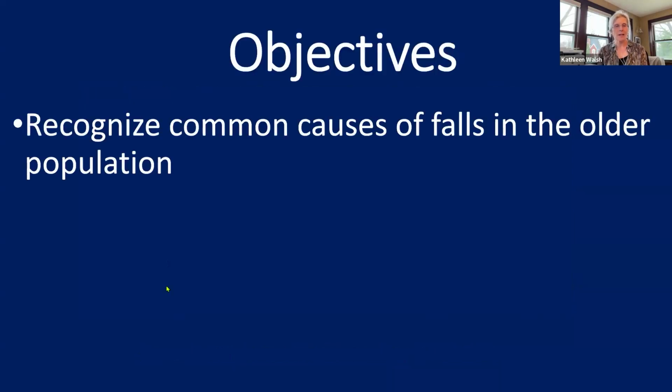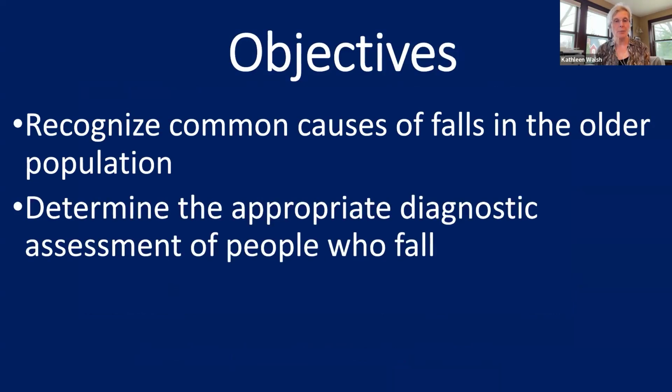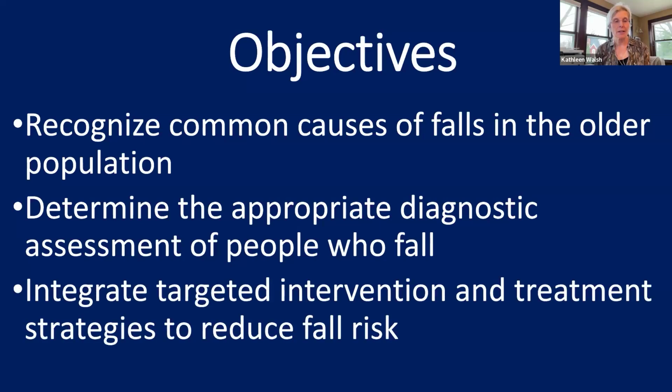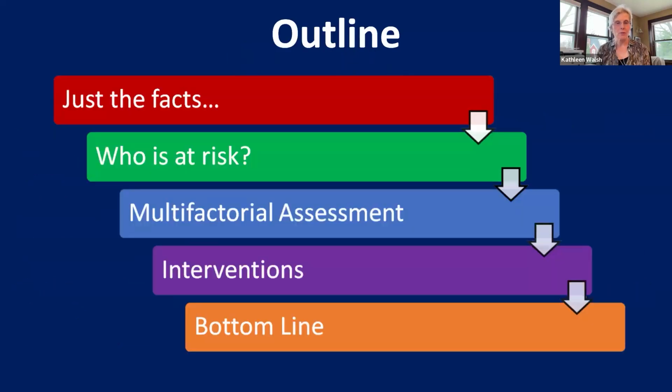So the objectives today include recognizing common causes of falls in our older population, determining the appropriate diagnostic assessment of people who do fall, and integrating targeted interventions and treatment strategies to reduce fall risk. We do have a little bit of an outline. We'll talk about the facts, who's at risk, multifactorial assessment, interventions, and really, I get to the bottom line. I say that a lot to my residents and the other faculty I'm working with. What's the bottom line here?